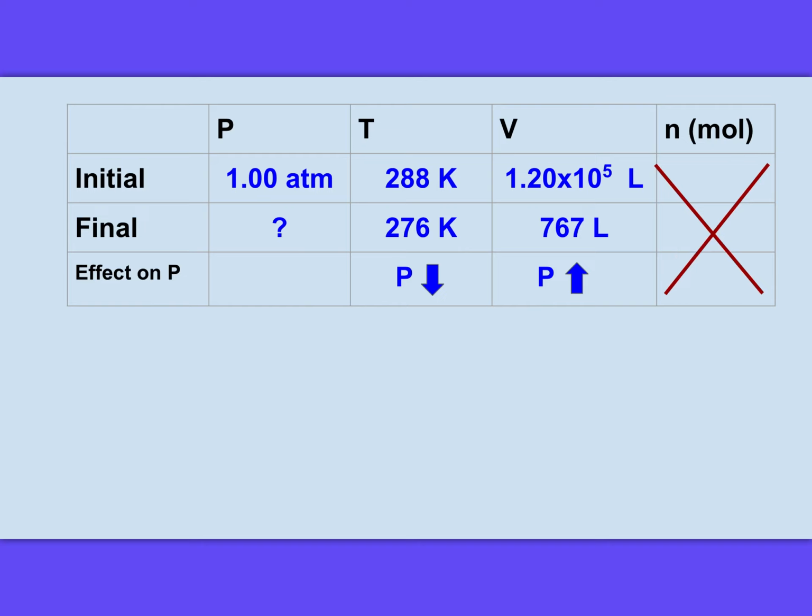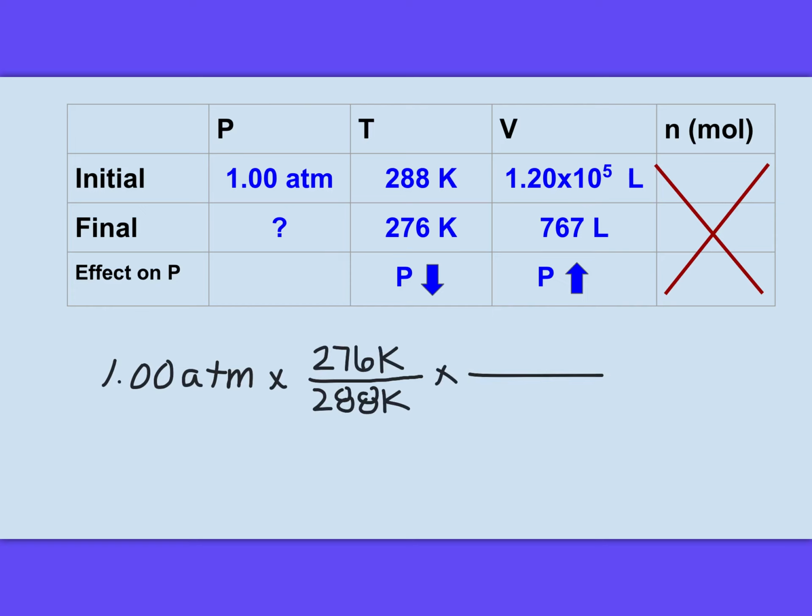To start this problem, because I'm solving for pressure, I'm going to start with my original pressure. Next, I'm going to multiply by a ratio of temperatures such that my pressure will go down. So to get a fraction less than 1, I'll put the smaller Kelvin value on the top of my fraction, 276 over 288. For my volume ratio, I want to make sure that I write a ratio such that that causes the pressure to increase. So this time I'll put the larger value on the top so I get a fraction larger than 1. Okay, now I just do the math.